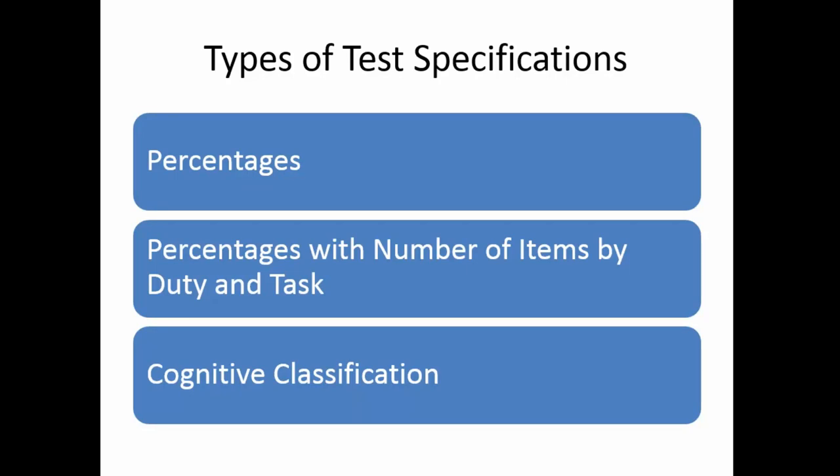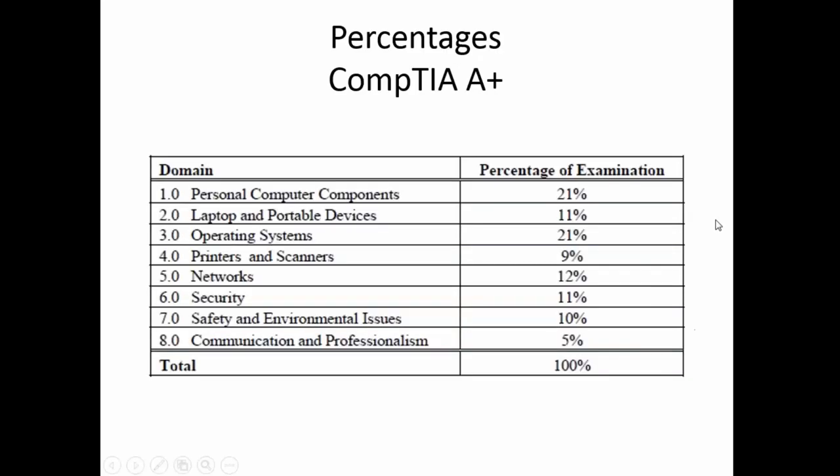In other words, if I'm the smart one in the room and I'm supposed to know what's important and what's not important to be successful in this occupation, then I should be able to say these are the heavy hitting parts. And these are the things, there are a lot more questions because it's more important. It's not that you don't read the whole chapter, it's just these are more important. And then we can do cognitive classification, and you'll see some of that in just a minute.